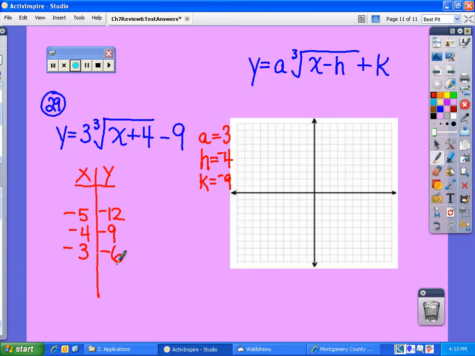The next number that I know we can take a cube root of is 8. Therefore, what I want under the radical should equal 8. If that's true, then x has to equal 4. When x is 4, 4 plus 4 is 8. The cube root of 8 is 2. Times 3 is 6. Minus 9 is negative 3.